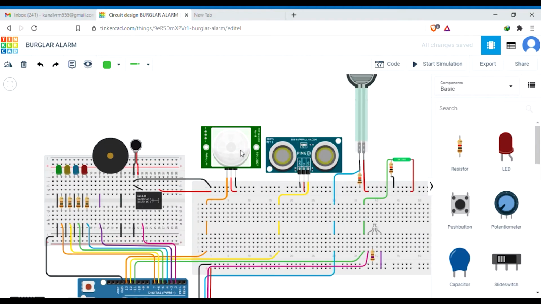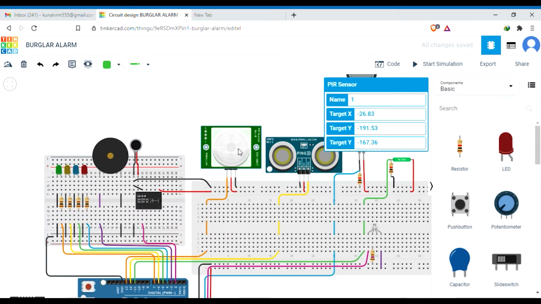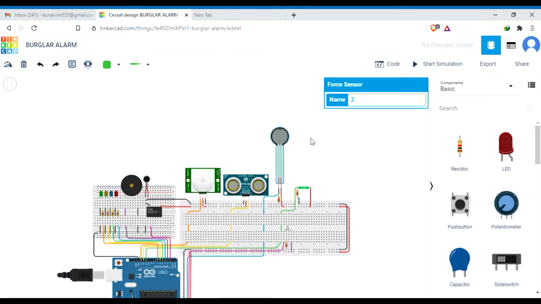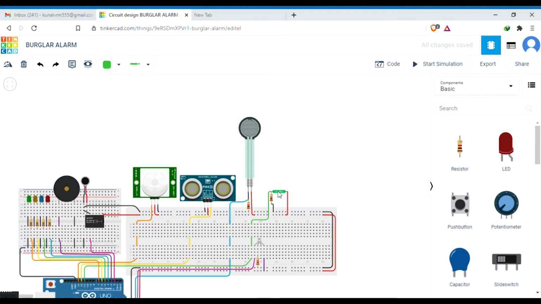It constitutes of a PIR sensor, which is a passive infrared sensor, which detects motion in front of it. This one is an ultrasonic distance sensor, which calculates the distance of any object within its range. And this is the force sensor, which detects the force applied on it up to a certain extent, which is 10 newtons over here. And this is the tilt sensor, which detects the tilting when it is rotated past a minimum degrees of rotation.